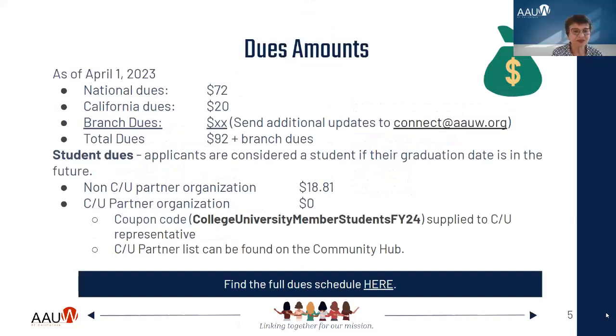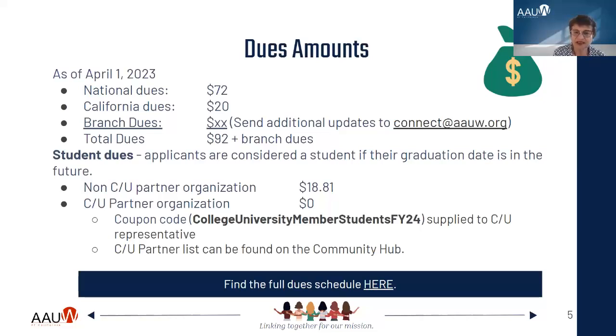Okay, so starting out with dues amounts. The new dues rates kicked in on the 1st of April. So anybody who's starting a new membership or renewing now is paying the new national dues of $72. And the California state dues remain at $20. Branch dues are, of course, individual to each of the branches.